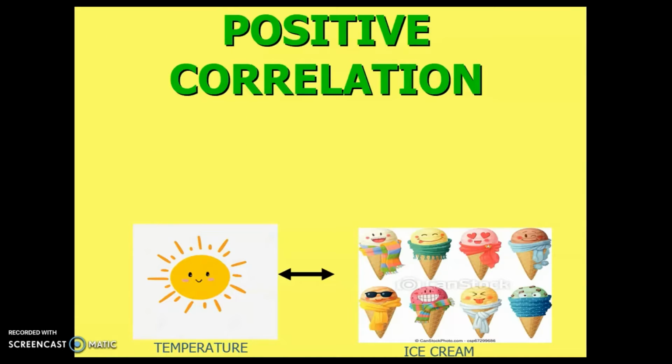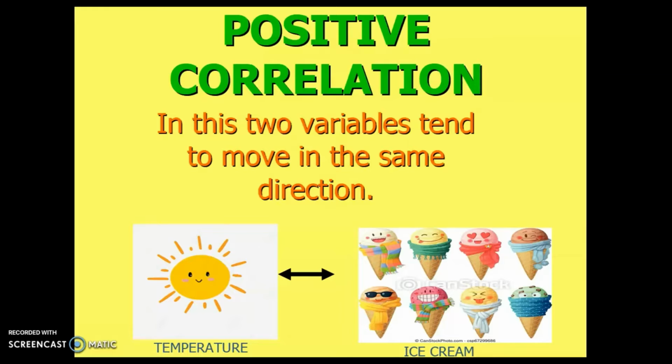So first is positive correlation. In this, two variables tend to move in the same direction. In simpler words, we can say that if one variable is increasing, the other will also increase, and if one variable is decreasing, the other will also decrease.